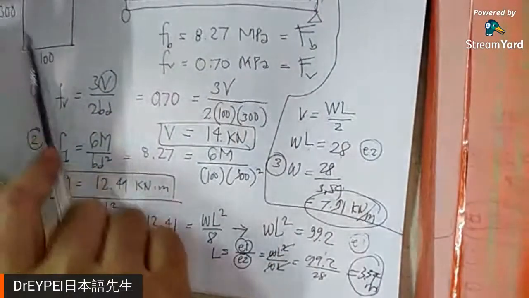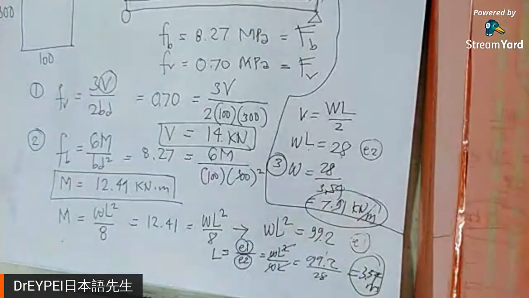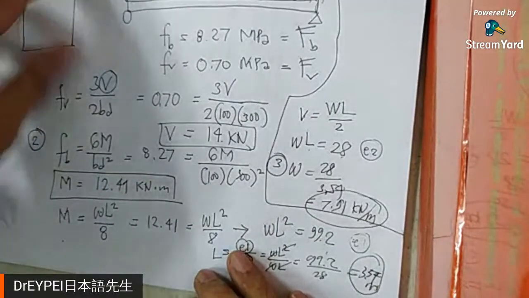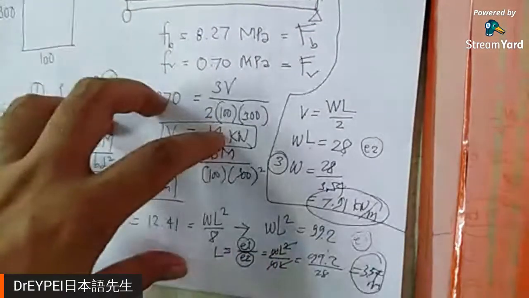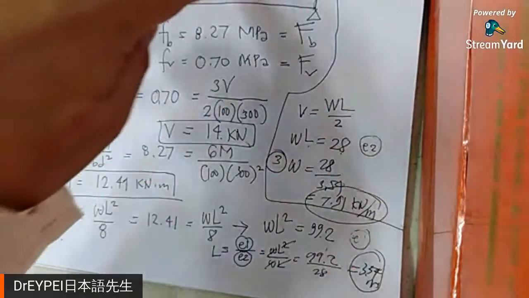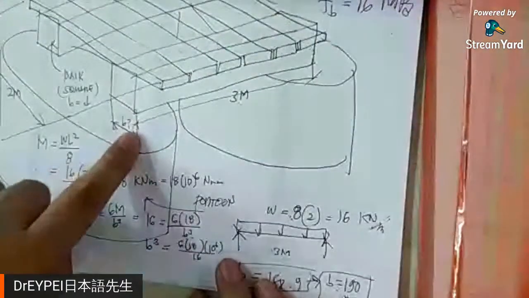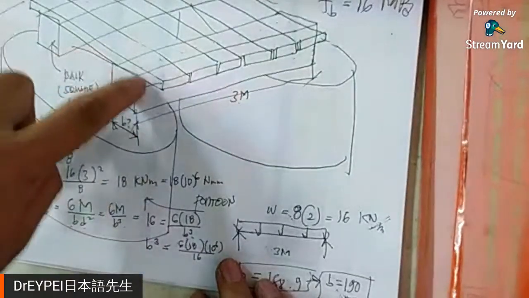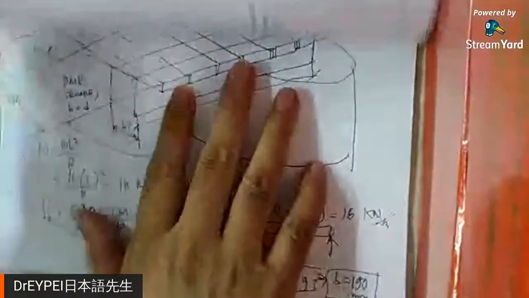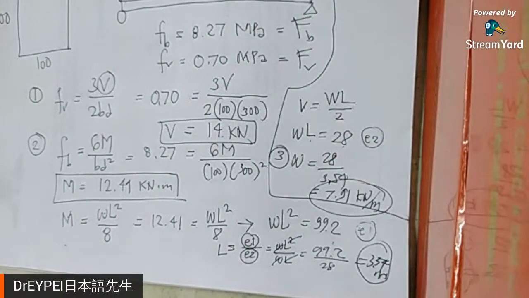Because all of the dimensions are already given. So I just would like to emphasize that if the dimensions are already given, we will just analyze if this dimension would be able to resist a given load. However, in this kind, we are required to design the dimension itself. So that is what we call design problem. This is analysis problem. That's why we are through for the day.